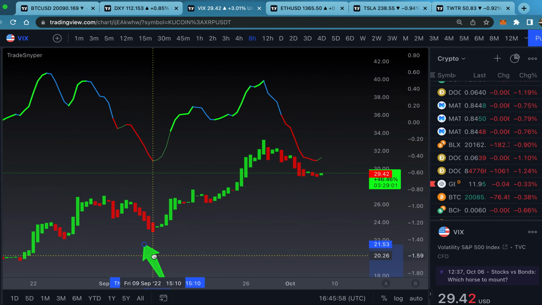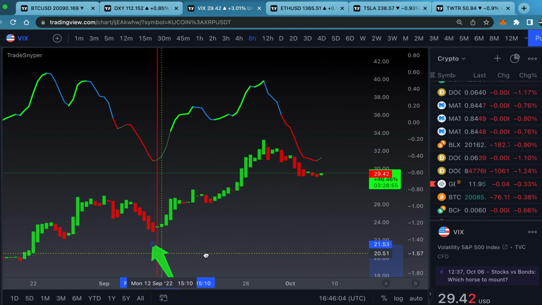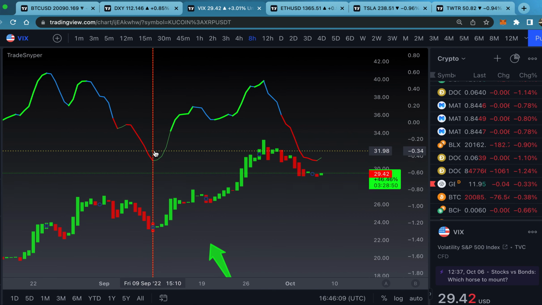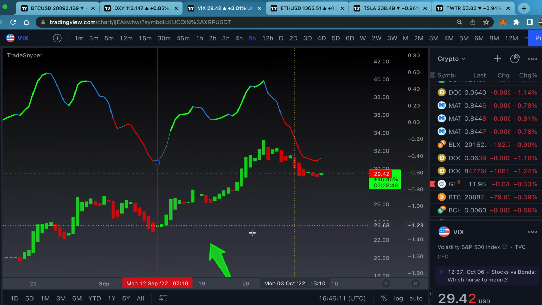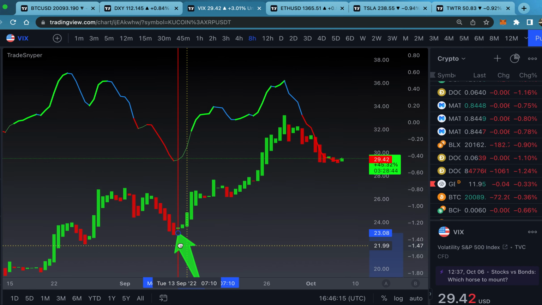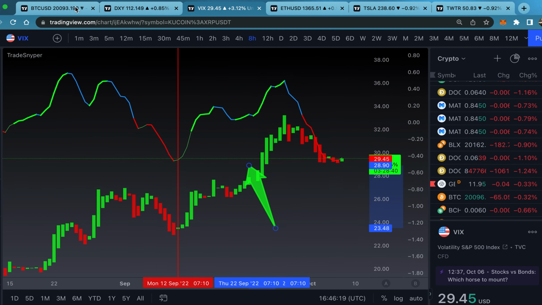So let's take a look at the last time it flipped from red to green right here. And this date was September 12th. Let's go to the 11th, right? So September 11th, September 12th. This is a volatility index. It measures volatility. Notice how the volatility was increasing. Okay, September 12th. Remember that date real quick.